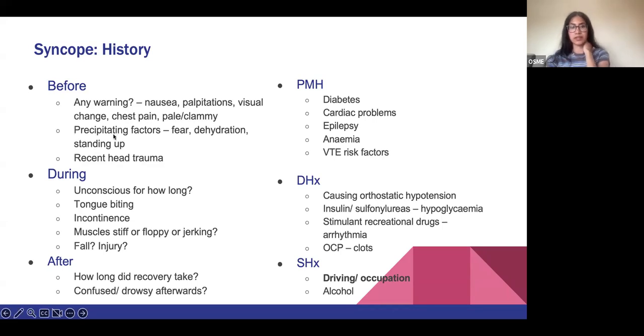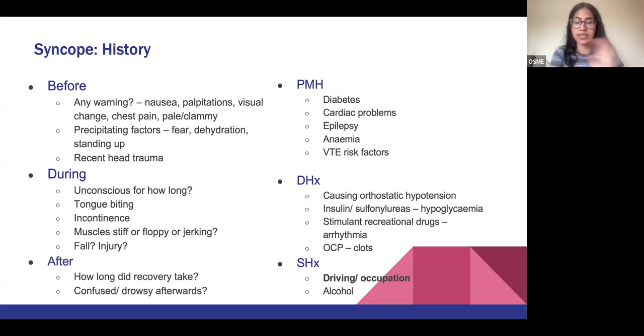Other precipitating factors. So this is what I was saying. If it's fear or blood, then it's more likely to be vasovagal, whereas standing up can be orthostatic. And a history of head trauma. Then during the loss of consciousness, you want to establish how long they were unconscious for, on the floor for. Signs of seizures can be tongue biting and incontinence. They might not know if they've bit their tongue, especially if it's not been witnessed. But you can ask them if they taste blood in the mouth. And any loss of continence.